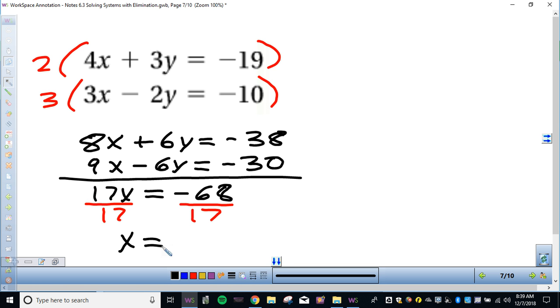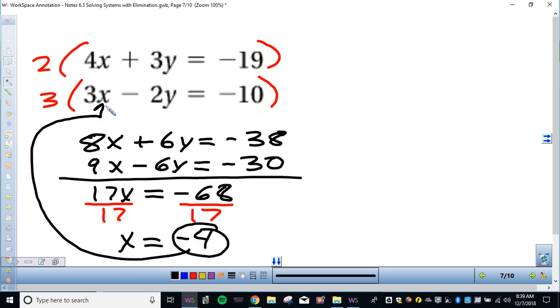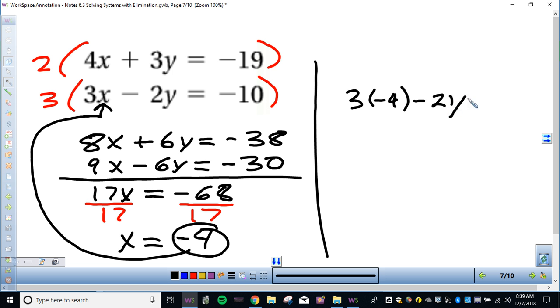Who knows what that is? Yeah. Negative 4. Good. So both top and bottom equations have negatives, so it doesn't really matter, right? You can always plug into either equation. I'm going to choose the bottom one because the numbers are a little smaller. So I'm going to plug that in right here. Okay? So I get 3 times negative 4 minus 2y equals negative 10.